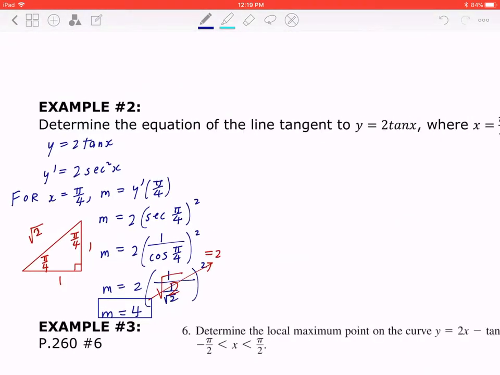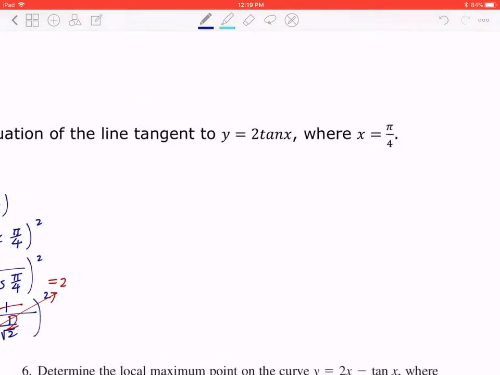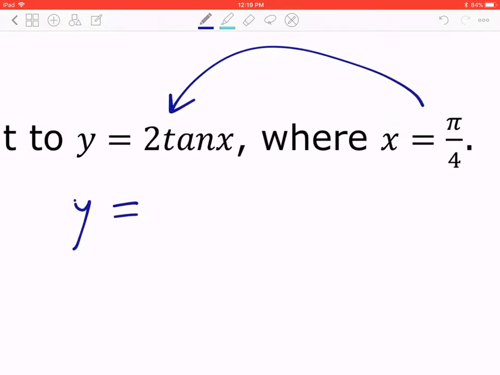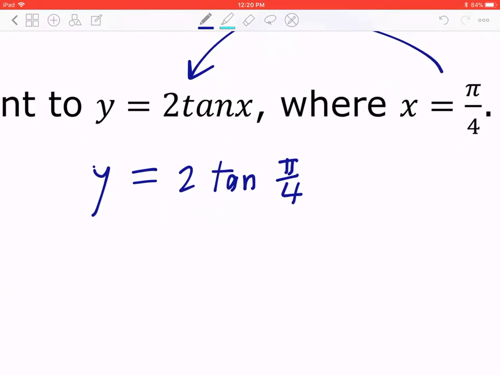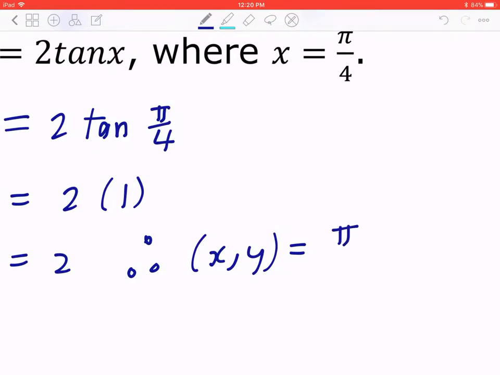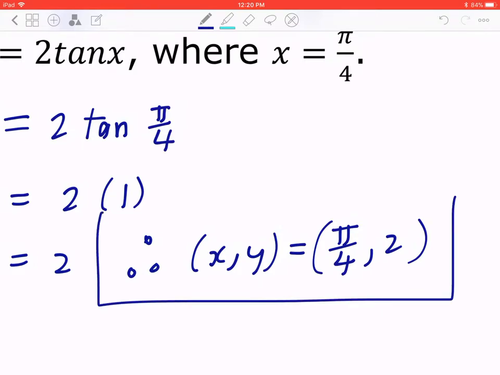Now you go back and you want to find the coordinates, and the fact that you're given x, you want to go back and find y. So in this case, y equals 2 times tan of pi over 4. And again, y equals 2 times 1, which means y equals 2, or more importantly, the coordinate x, y is going to be pi over 4, 2. Again, let's put a box around that.